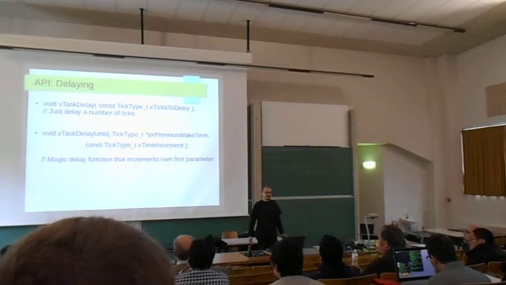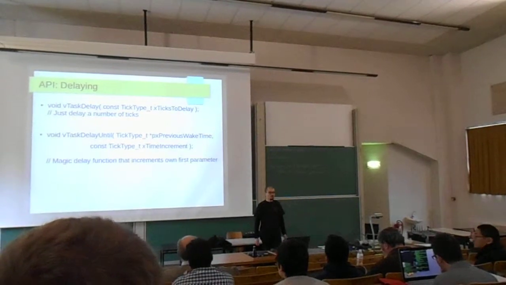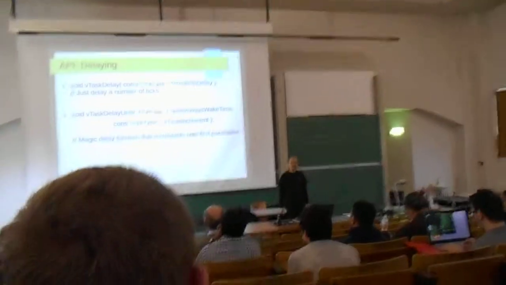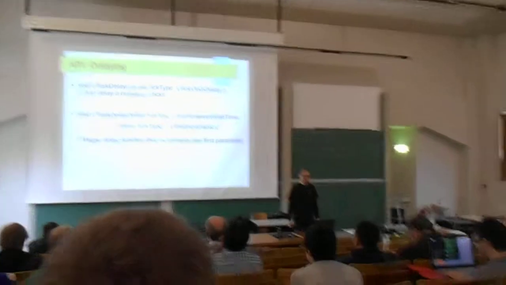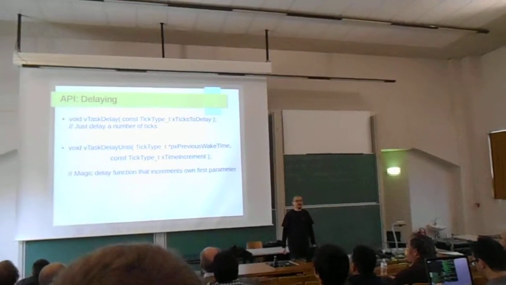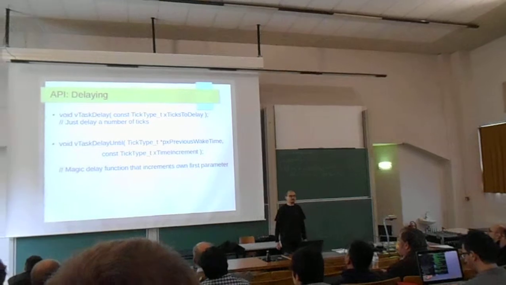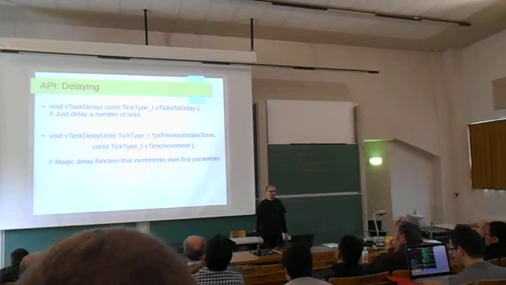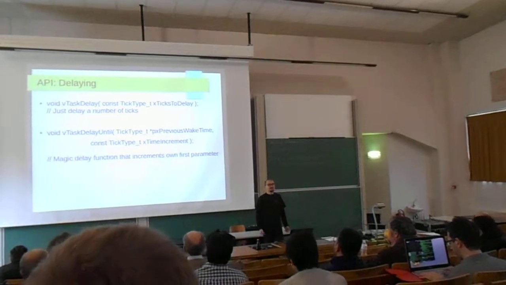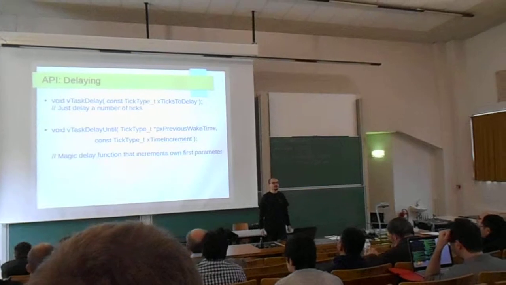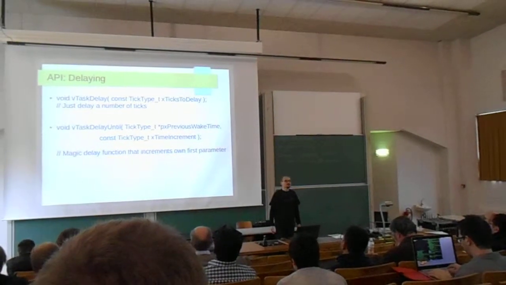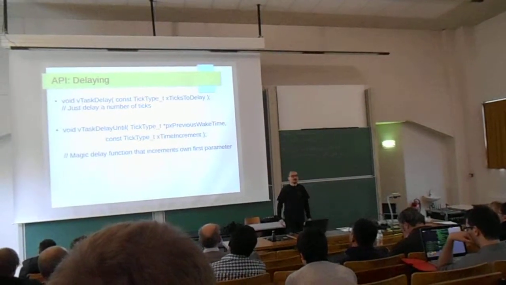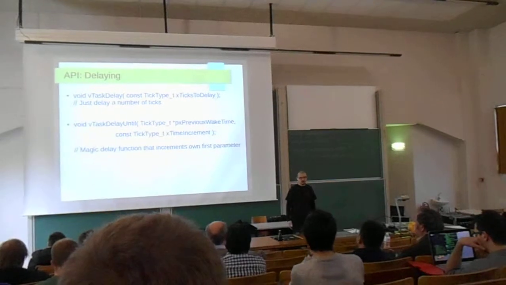An important part of the API is delay. Basically, there are two functions. One is simple delay. You call this function and your task gets delayed the number of ticks you pass. And there is a smart function called delay until, where it takes two parameters, previous wake time and some increment. And as I'll show you now, it's smart in a way that it automatically increments its own previous wake up time, and it increments it in a way that the task is always called periodically.